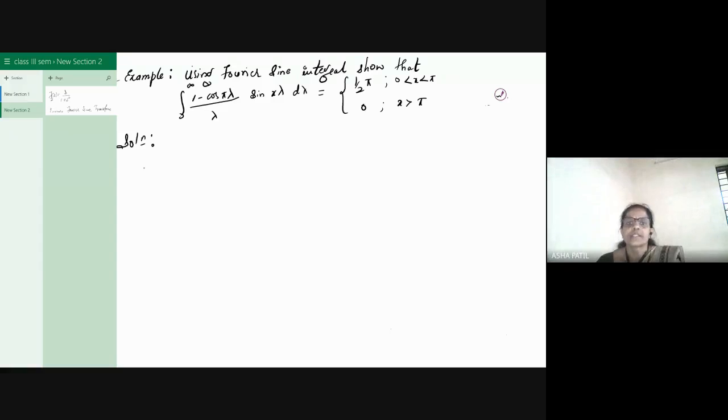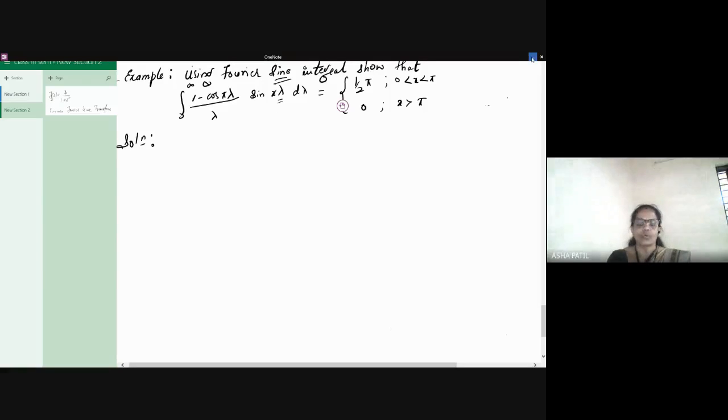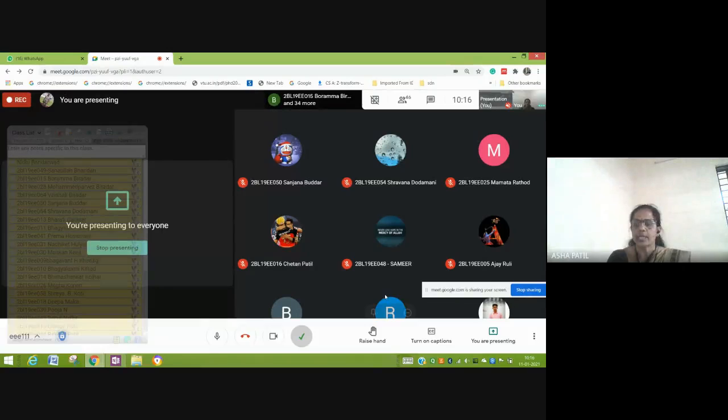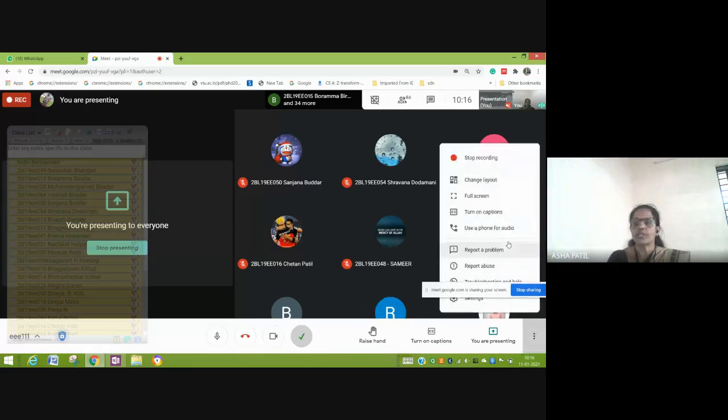What does it tell? Already it is mentioned here that it is a sine integral. That means sine transform. Now here it is some function, and one more thing is, instead of the parameter s, here you are having the parameter lambda. So with that, can you tell me how to go for it?